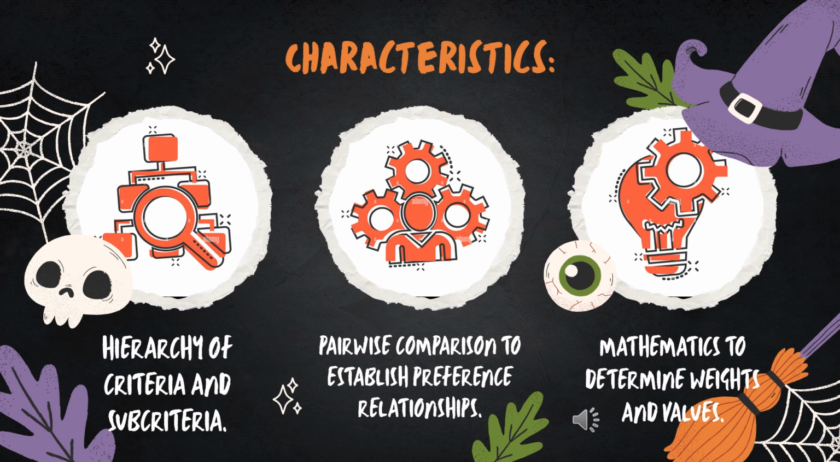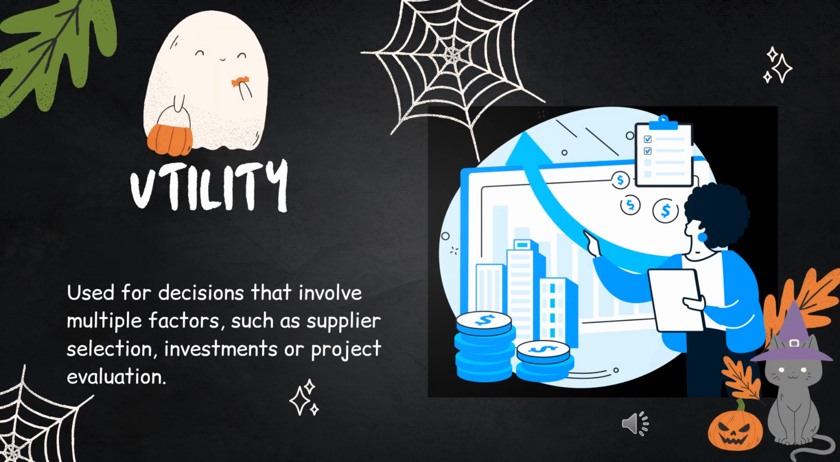Characteristics: hierarchy of criteria and sub-criteria. Pairwise comparison to establish preference relationships. Mathematics to determine weights and values. Utility: used for decisions that involve multiple factors, such as supplier selection, investments or project evaluation.